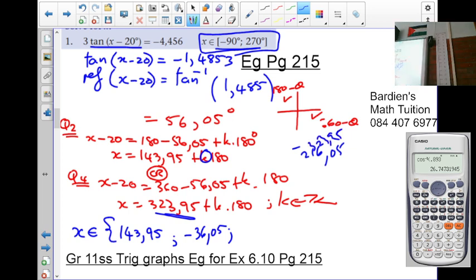Okay. Now let's cover this branch here. This one here. So in our calculators we put 323,95 plus 0 times 180. What will we get as an answer? 323,95. Which was the same as this here. Okay. Now if 0 doesn't work, 1 won't work. Now let's try minus 1.